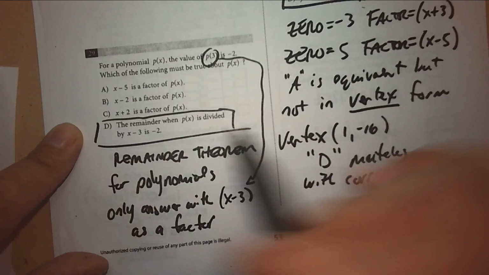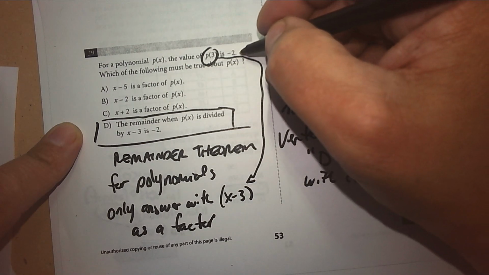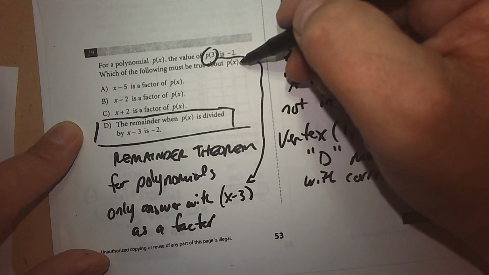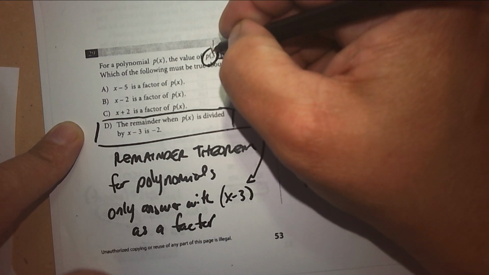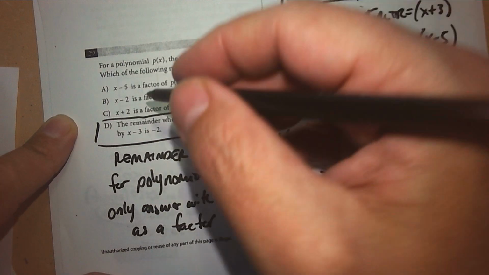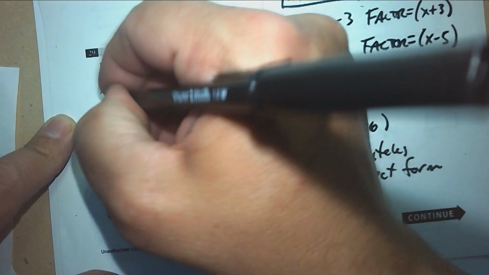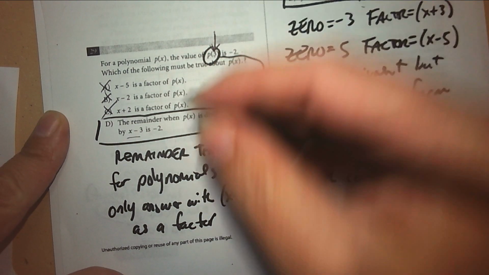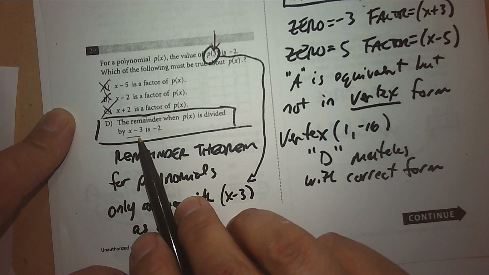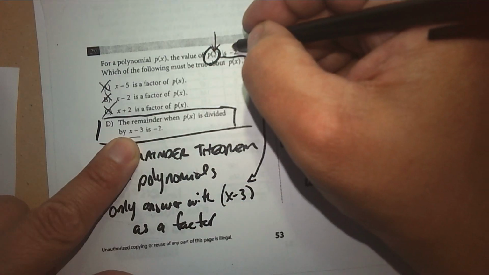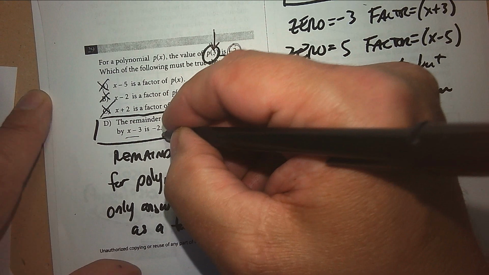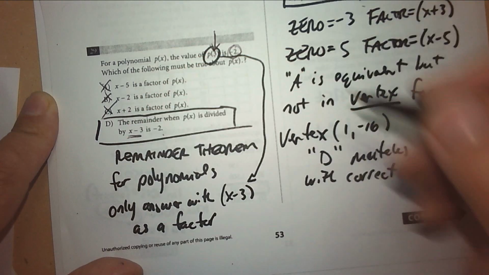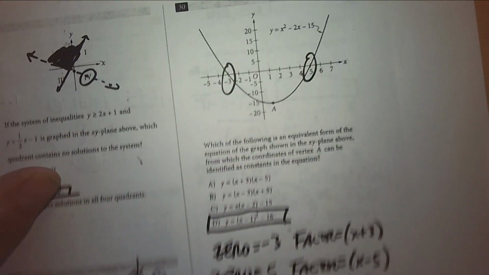For a polynomial, the value of p at 3 is negative 2. Which of the following must be true about p at x? So p at 3, we're going to deal with x minus 3. So already these are all wrong in terms of the x value you're given, right? You're given 3. Algebraically, we're going to go x subtract 3. And this is the remainder theorem, that if you plug in 3, the remainder is negative 2. But all the other options don't start correctly. Number 30.